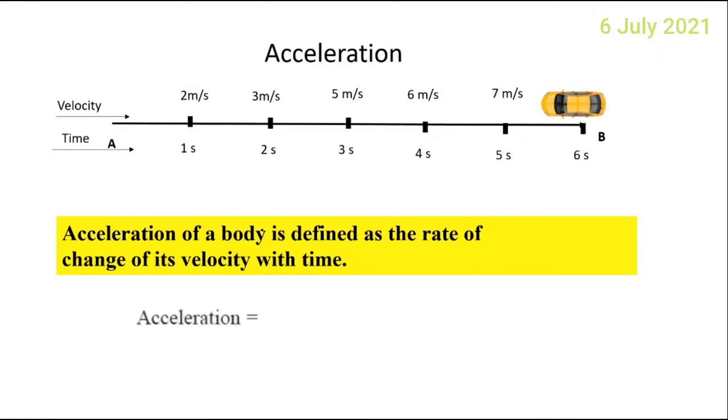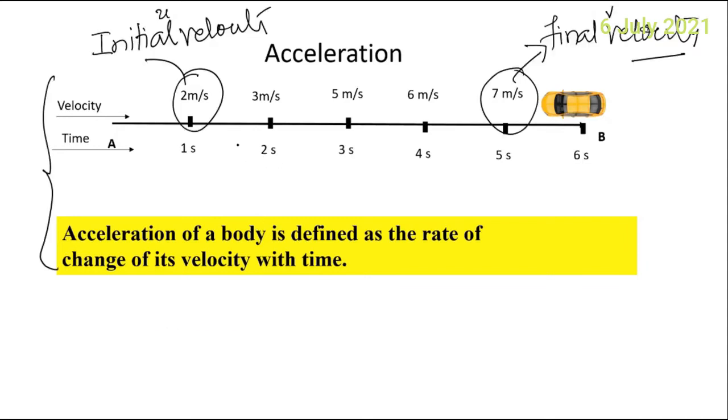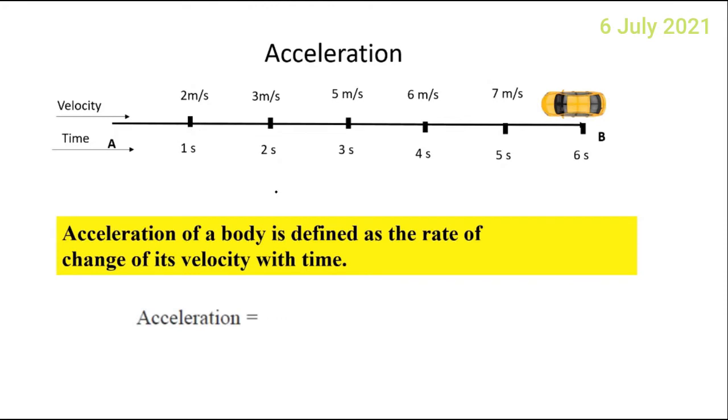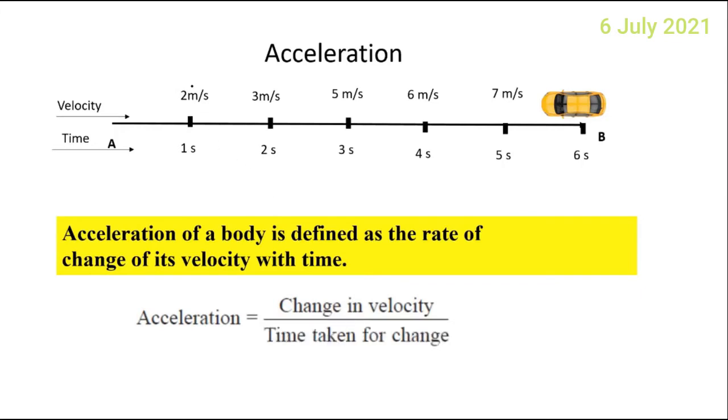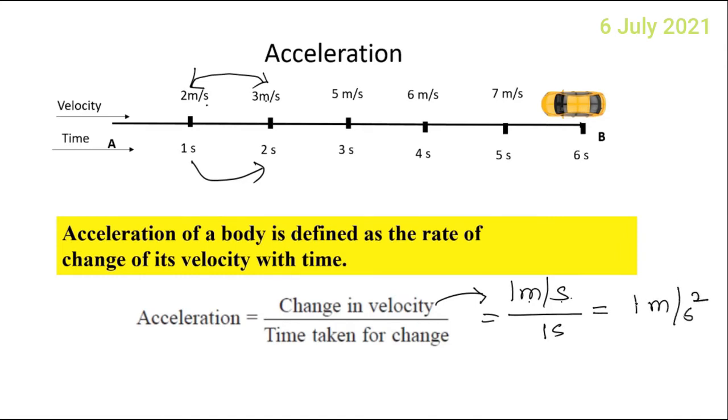So acceleration can be change in velocity. And what is change in velocity? How much is the total change in velocity? So acceleration can be defined as change in velocity divided by time taken. For example, from here to here, how much is the change in velocity? 1 meter per second. And how much is the change in time? Divided by 1 second. So that amounts to 1 meter per second divided by second, which is equal to 1 meter per second square, and that is the acceleration between 1 second and 2 seconds.